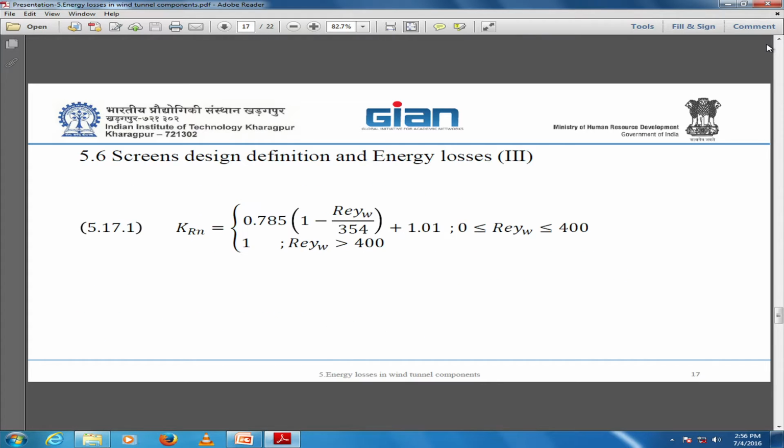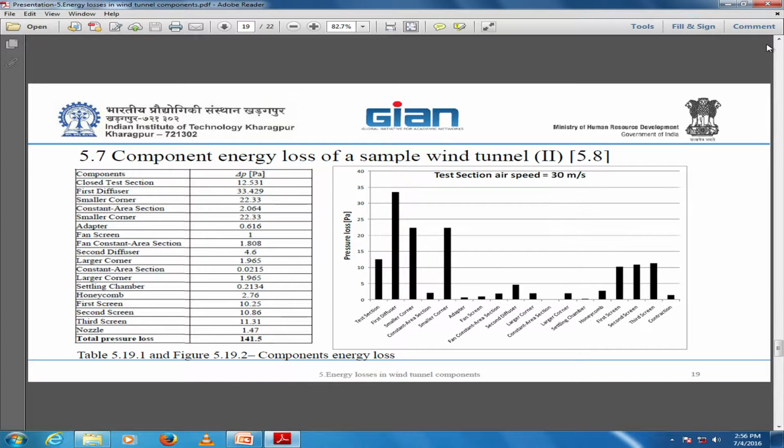This is on page 19. You see the table, and then you see the histogram for every section. It jumps out very clearly that the first diffuser is the worst part. And then the smaller corner. The smaller corner is the second contributor, and the other smaller corner.